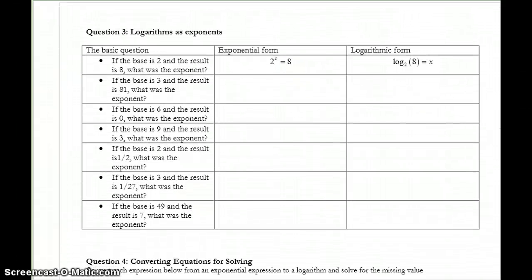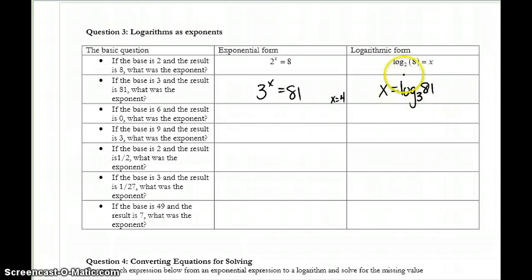For each of these, we're looking at the same idea. We're looking to take a statement, write it as an exponent, write it as a logarithm. So if the base is 3 and the result is 81, an exponent means I'm taking 3 to some power that gets me 81. If you want to know, that answer is 4. In logarithmic form, I know that the exponent is equal to the logarithm, the base is 3, and the result is 81. And that is what a logarithm is asking us. 3 to what power is 81?